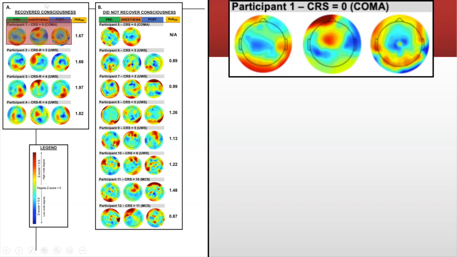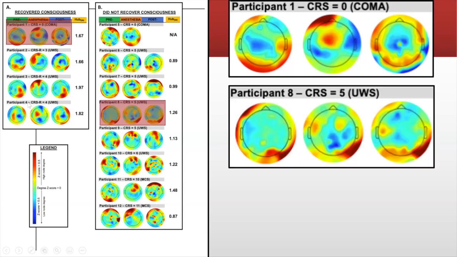You'll notice once again that across all individuals who recovered consciousness, they exhibit this level of anteriorization of their network hubs. In those who did not recover consciousness, we have participant eight, who has some level of posterior hubs in the baseline state. However, when they were exposed to anesthesia, their network hubs did not show this adaptive reconfiguration. They stayed posterior. And when the anesthesia was removed, the hubs also stayed posterior. There was no reconfiguration of this brain network in response to the perturbation of anesthesia.